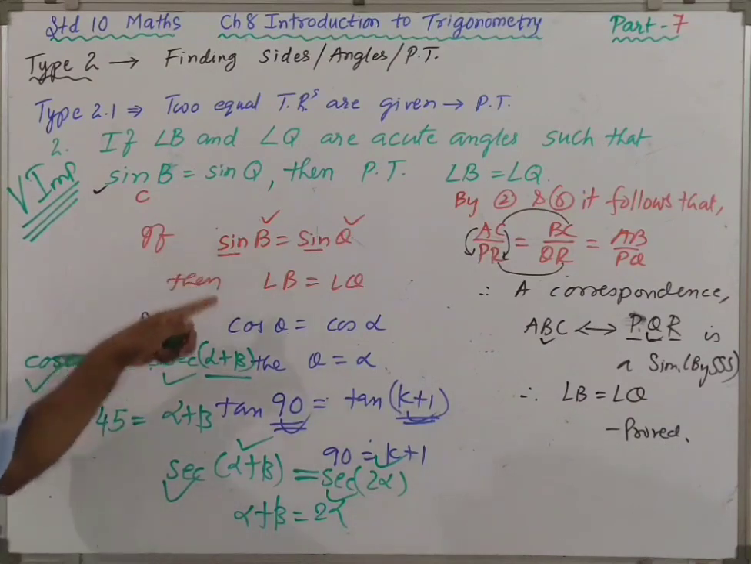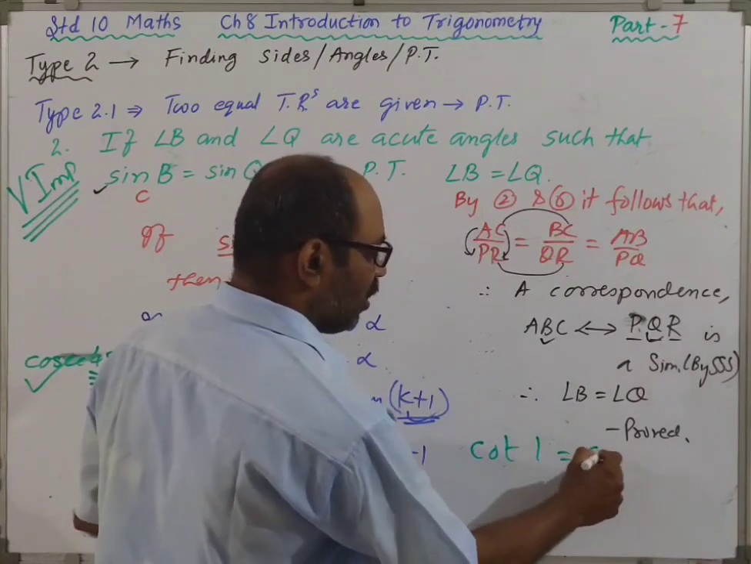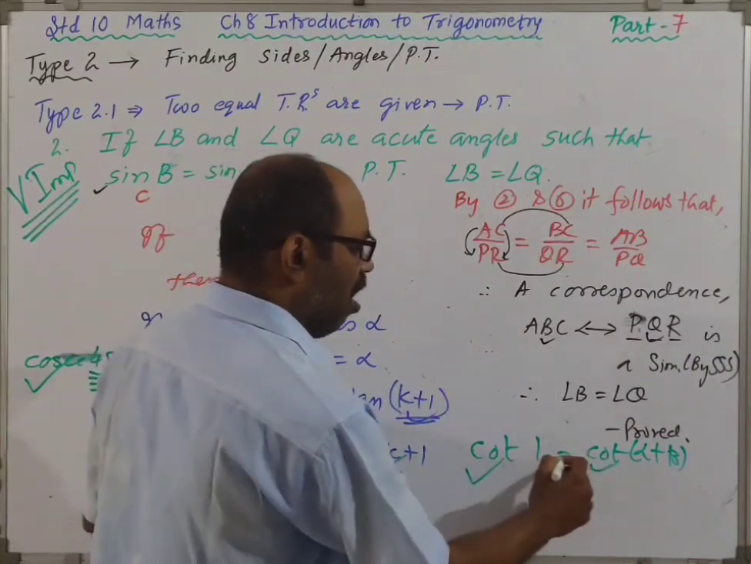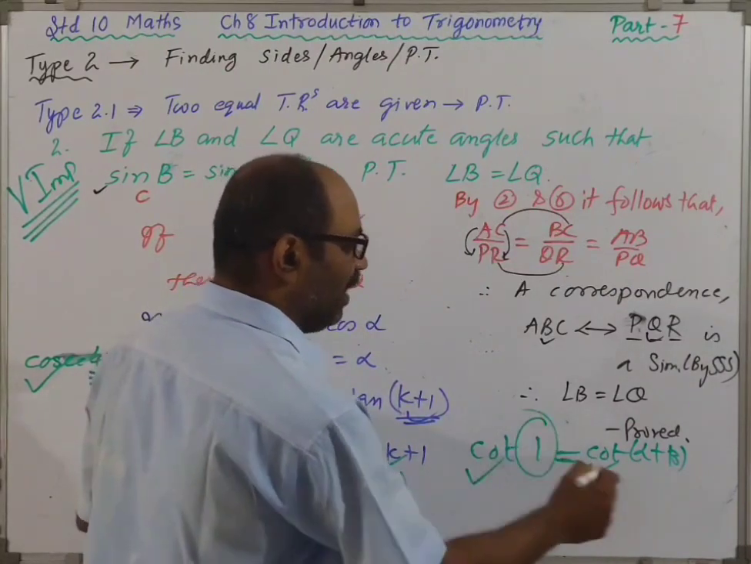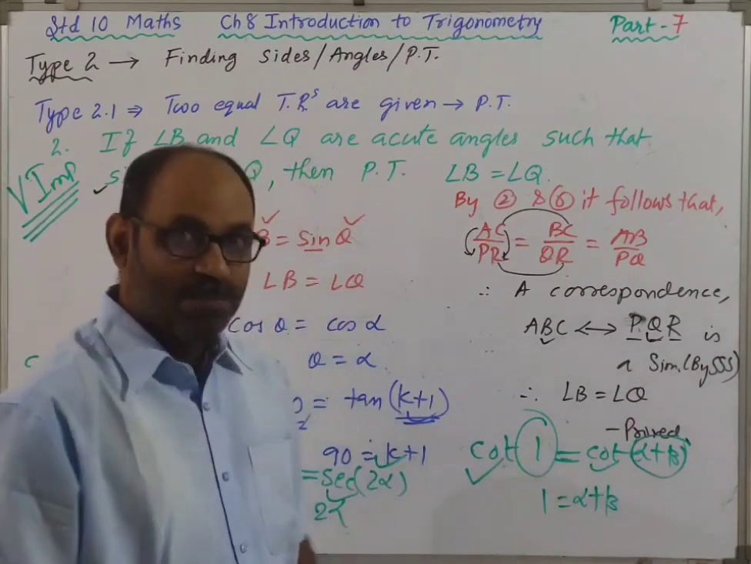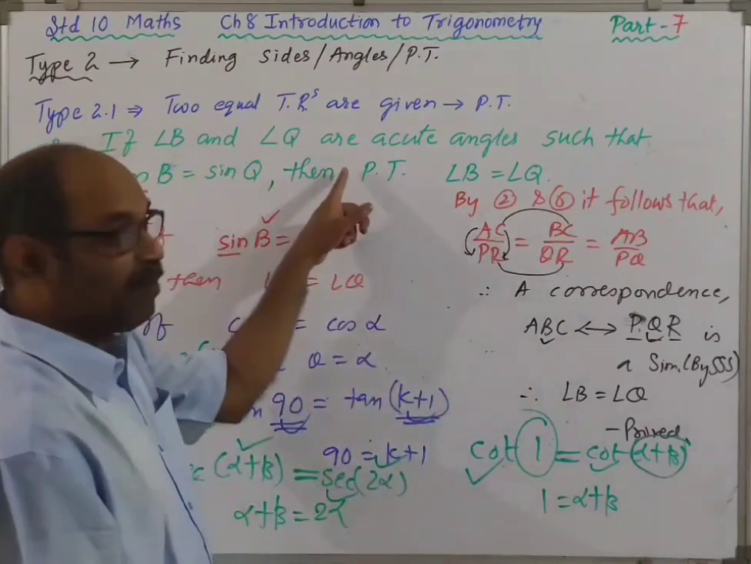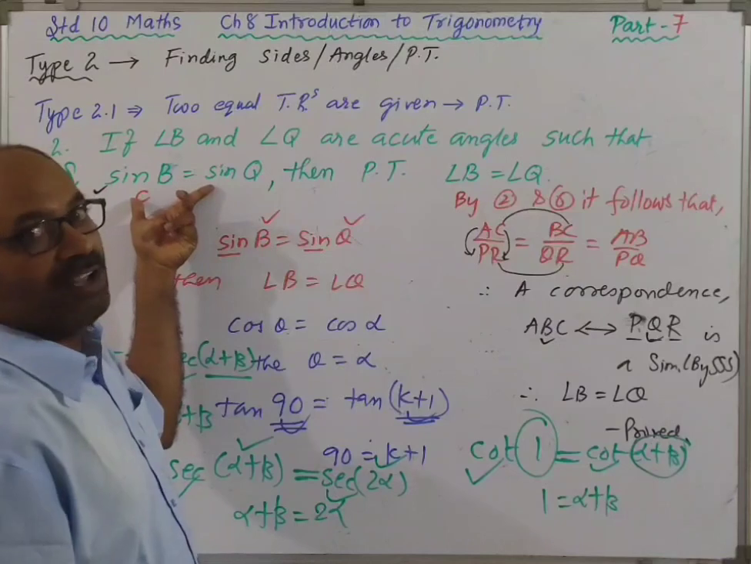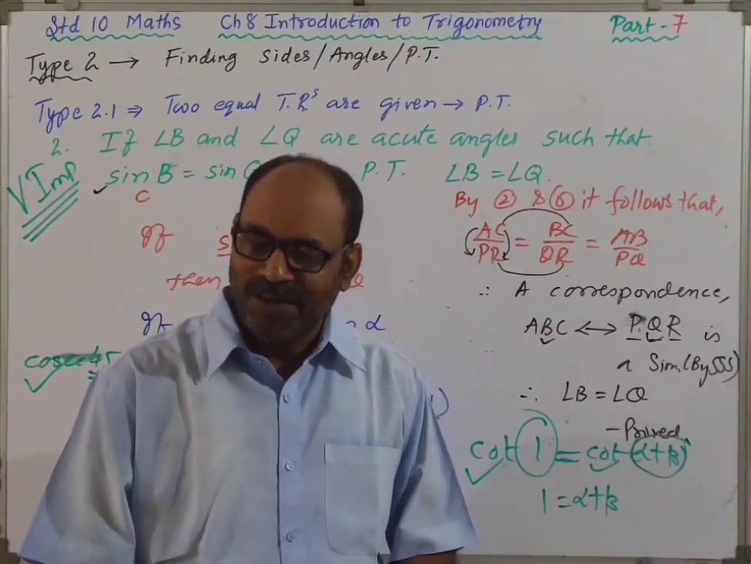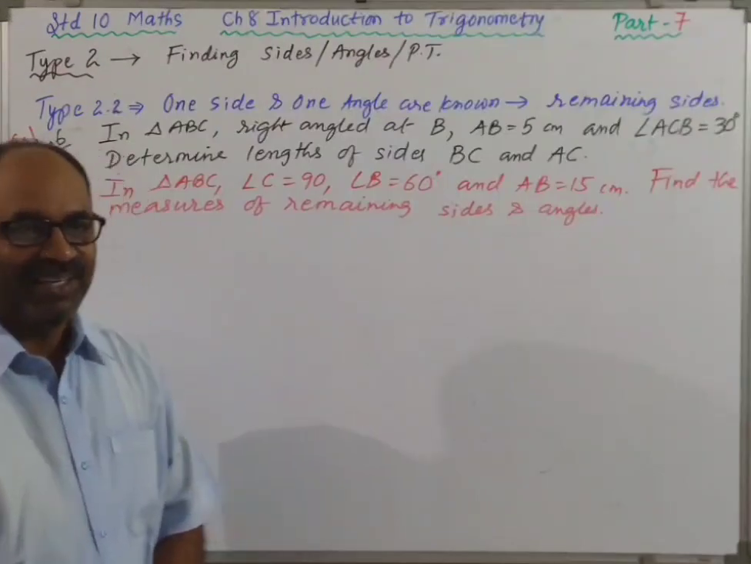कोई बाकी है? Sin, cos, yes, cot. Cot of 1 is equal to cot of alpha plus beta. Yeah, cot equal to cot and both are equal. So that means angles are equal. So 1 is equal to alpha plus beta. So please remember this. We will be using this result quite often. We proved it. Now we proved for sin. Same way you can prove for the remaining 5 as well. Okay? Done? Understood? Fine? Okay.